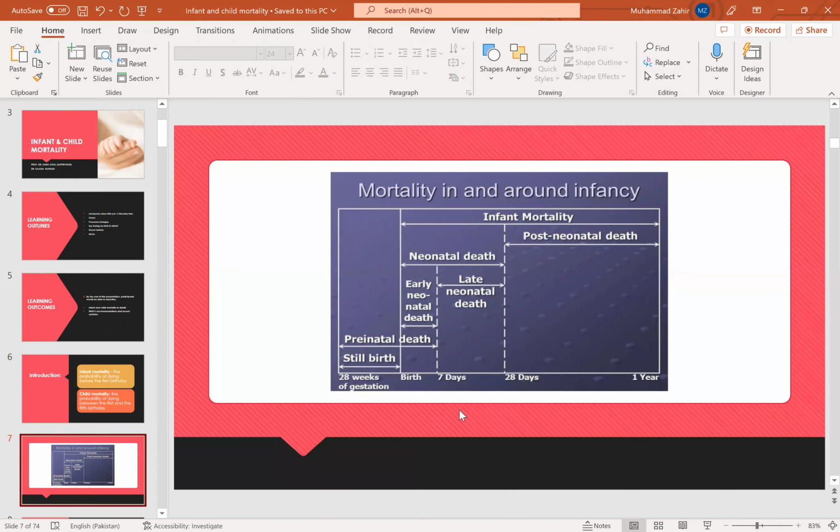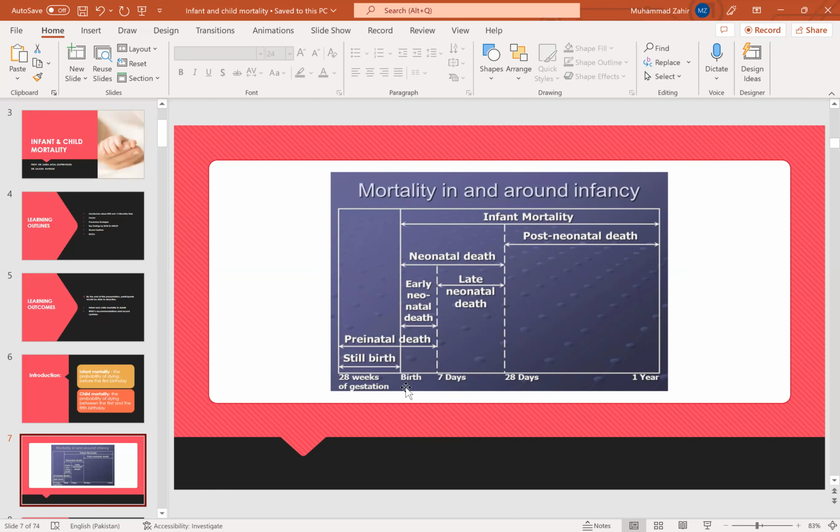If we look at mortality in and around infancy, say at 8 weeks of gestation, it means the mother is pregnant. It starts from this point till birth. If any death occurs, it is known as a stillbirth because the mother was pregnant. But if it occurs after birth, like within 7 days after birth, it is called perinatal death. So basically we have stillbirths, early neonatal deaths and perinatal deaths.